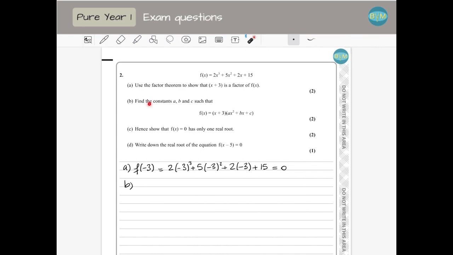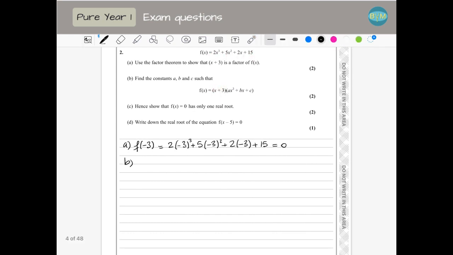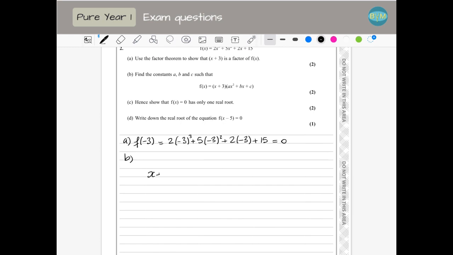Then part b says find the constants a, b, and c, such that f(x), this function, can be written as x plus 3 times another polynomial. When we divide this function, which is degree 3, by x plus 3, we are going to get a function that is degree 2, a quadratic, that is precisely this one. So what we are going to do is divide this polynomial by this one. Remember, we can write x plus 3 outside and divide. So I have 2x cubed plus 5x squared plus 2x plus 15, and just divide.